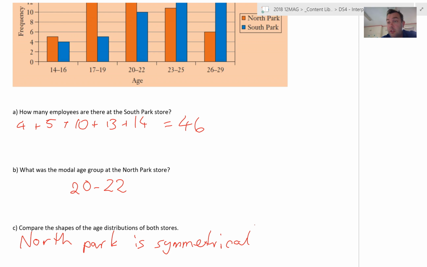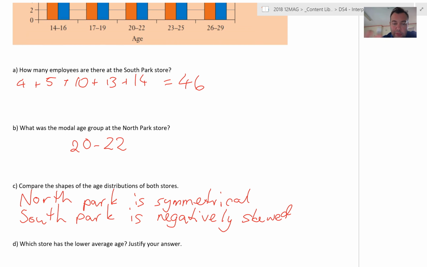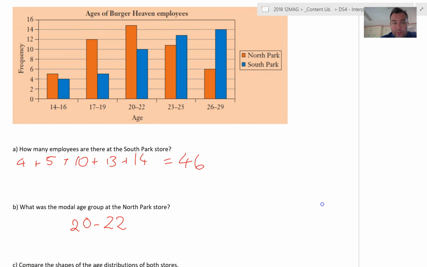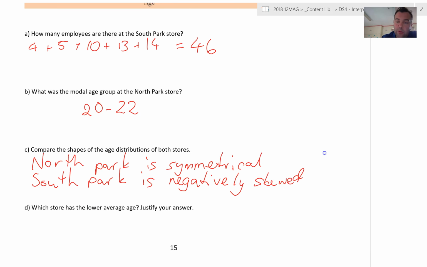We're going to talk about a normal distribution in our next topic where it's sort of highest in the middle, but for the time being we just say that it's symmetrical and that South Park is negatively skewed. There's a comparison inferred in that, I think, that we are looking at the same sort of measure, either symmetrical or skewness. By saying that one is symmetrical and the other is skew, we're comparing the same property.